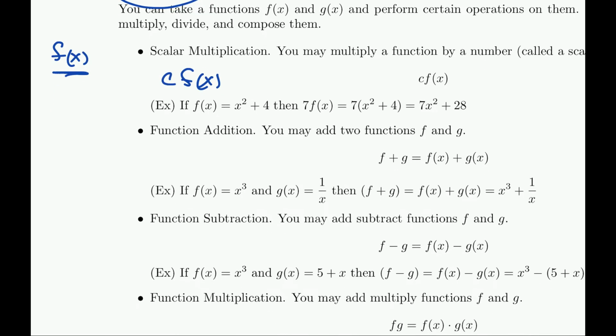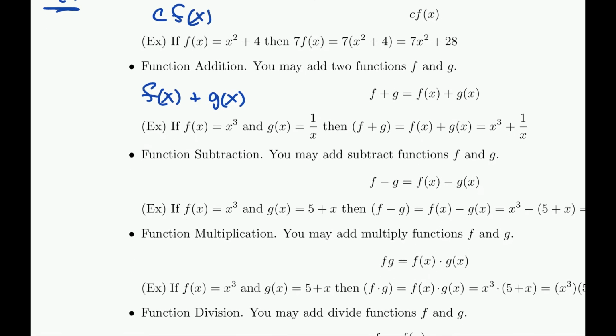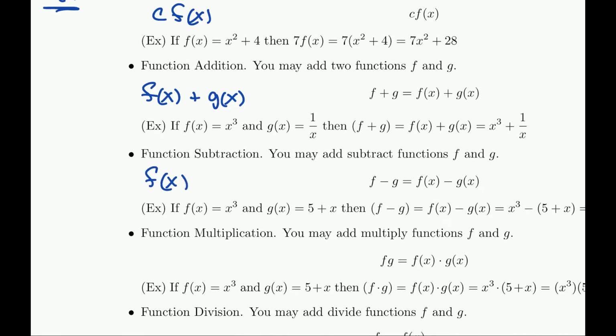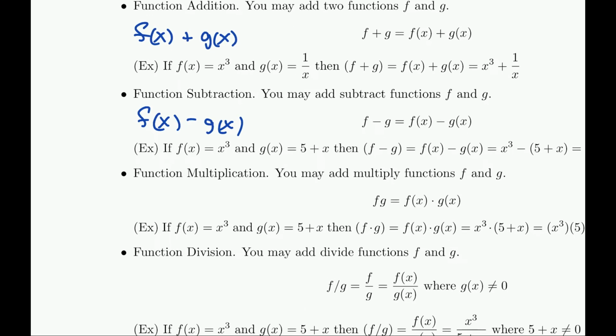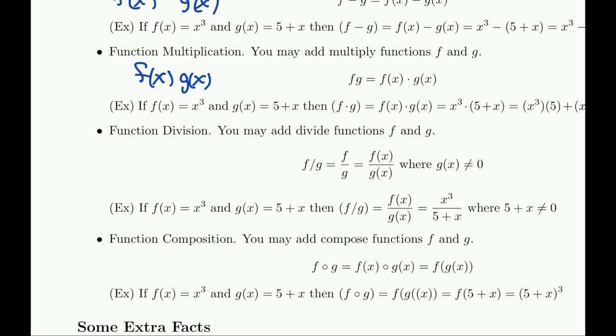Or if you have two functions, you can take the first function, call it f, and add it to a function g. Of course, if you can add two functions, you could subtract two functions. That's also allowed. And you can multiply functions. You can take an f of x times a g of x. You can divide functions, f of x over g of x.